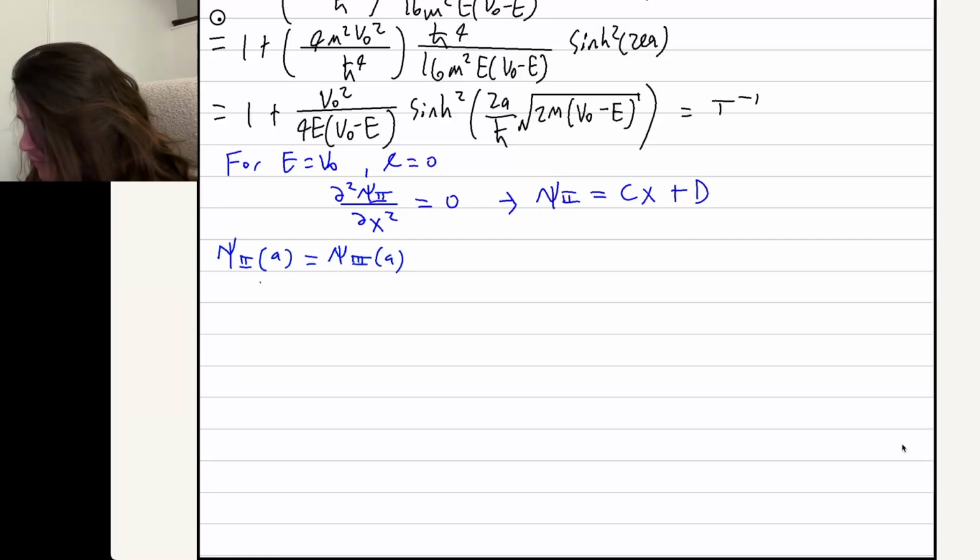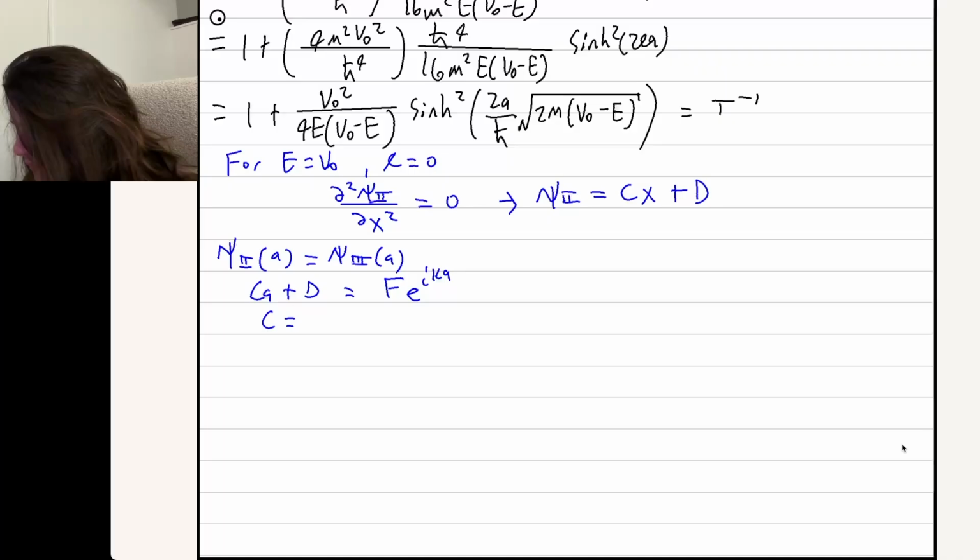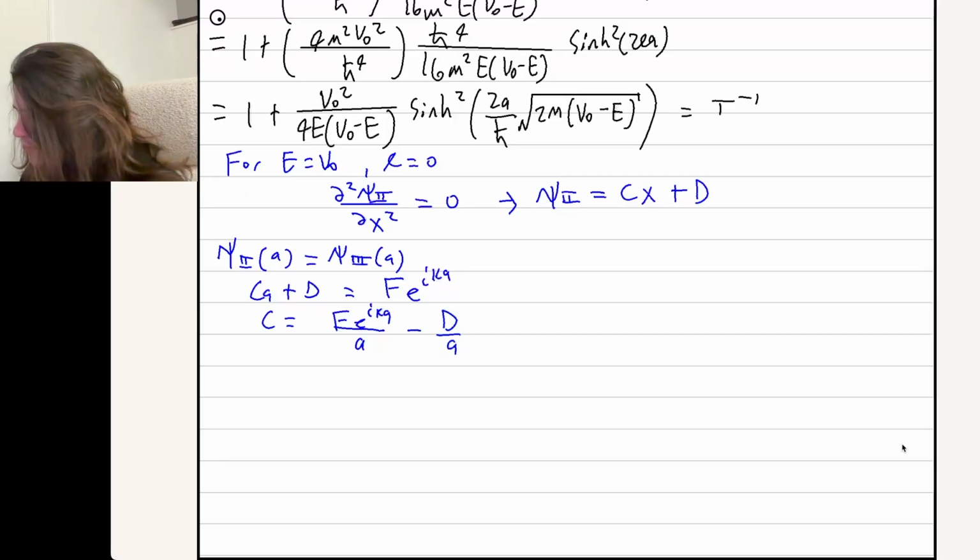And then we have, so that's CA plus D equals, on the right hand side, it's still F e to the iKa. We're going to use this to solve for C, so we'll say C equals F e to the iKa all over A minus D over A. Pretty cool stuff.